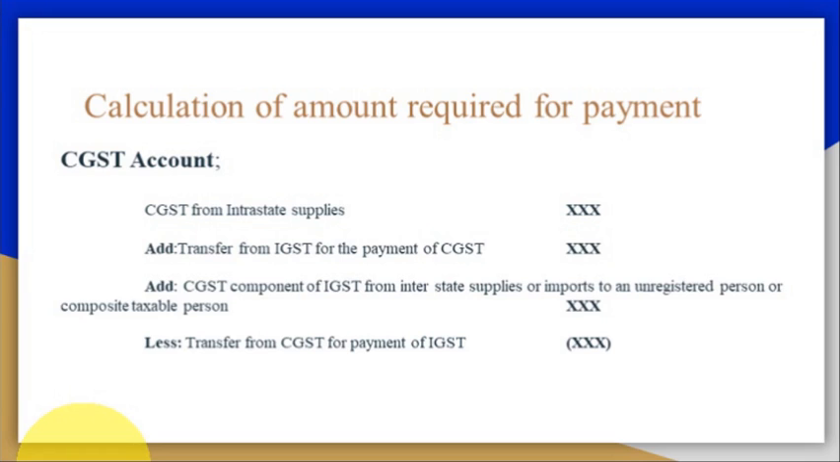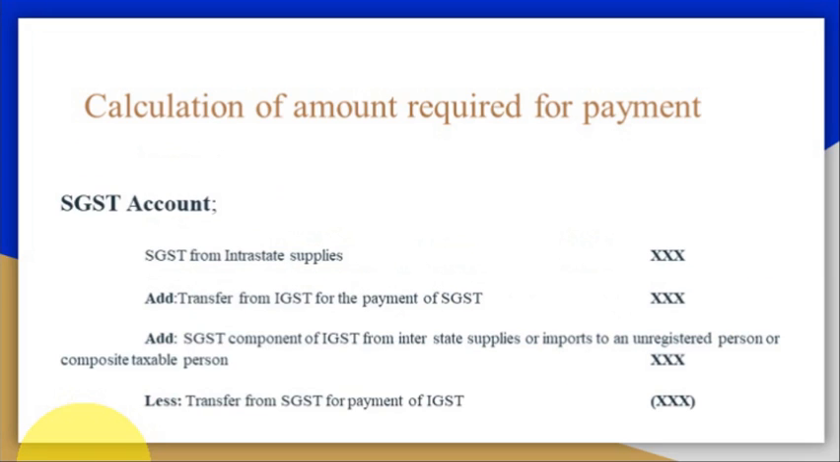If there is an excess amount, then it goes to the next time period, or it can be utilized for paying the different taxes, or the taxpayer is able to get a refund also. So three cases: one, it can be carried forward, or it can be set off against other tax payments, or it can be refunded to the suppliers. The same applies to the IGST account and the SGST account.